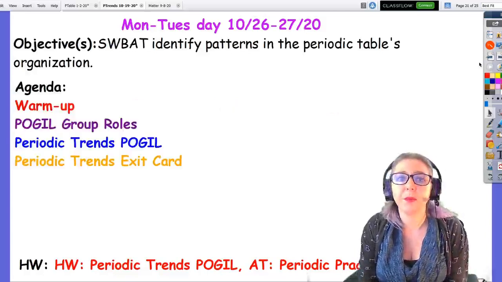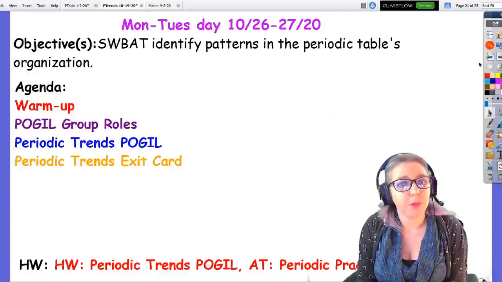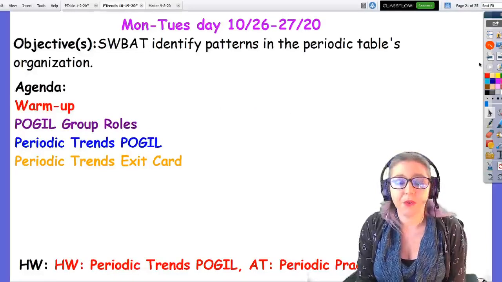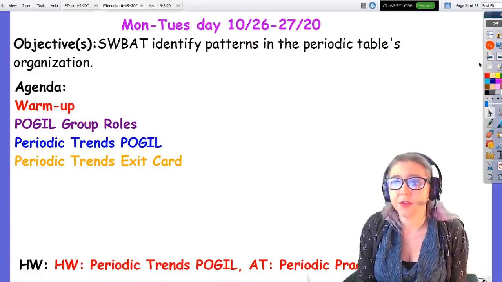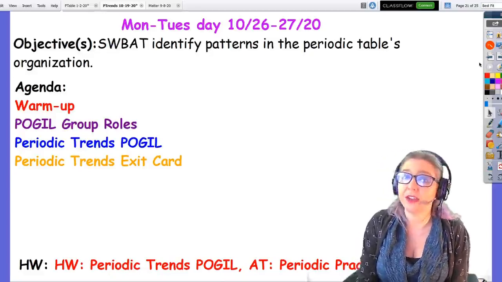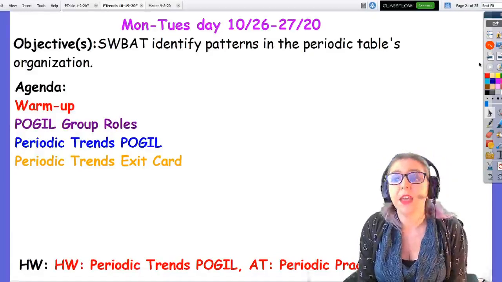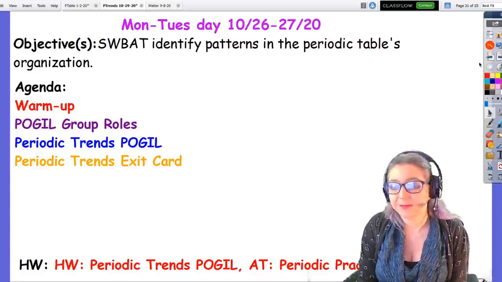So after our warm-up, we had a refresher on the different POGIL group roles before I threw you guys into your POGIL groups. Then in your breakout rooms, you worked on your POGIL. Quite a few of you guys actually finished. I'm very proud of you. And then we had a quick exit card.